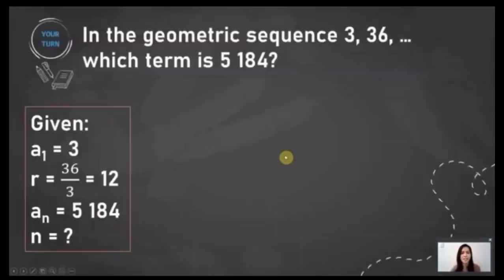Alright, now here's how we do it. First, of course, you have to identify all the given. We have a sub 1 as 3. Our r is 12. A sub n is equal to 5184, and we are looking for what is n. Our formula, a sub n is equal to a sub 1 times r raised to n minus 1.